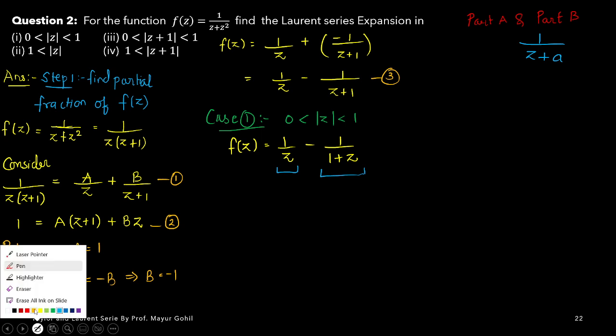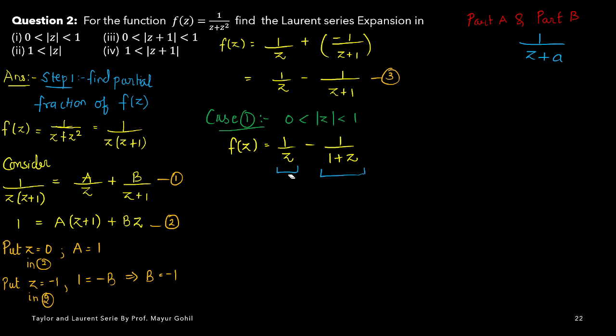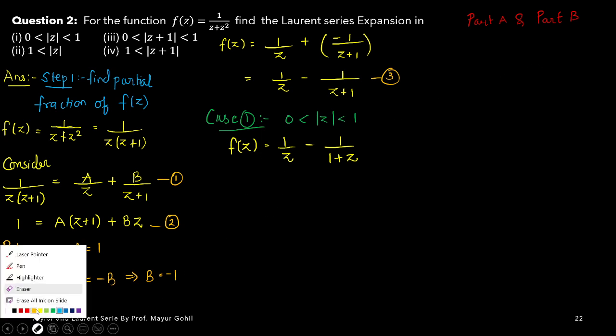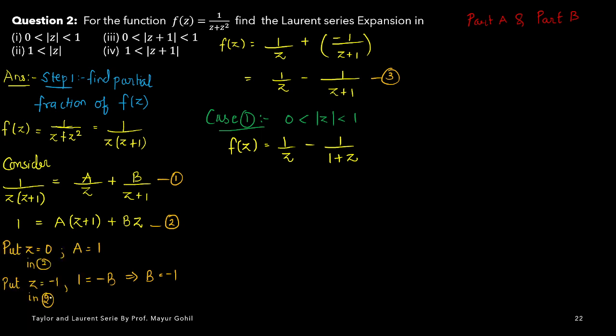Now let me just erase this off. So expansion will happen only in the second part, not in the first part, remember here. So we now go for the expansion. The expansion of 1 upon 1 plus z when mod z is less than 1, we have seen there are two ways to write this.